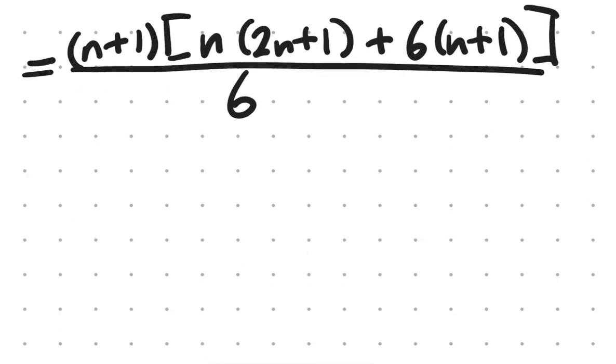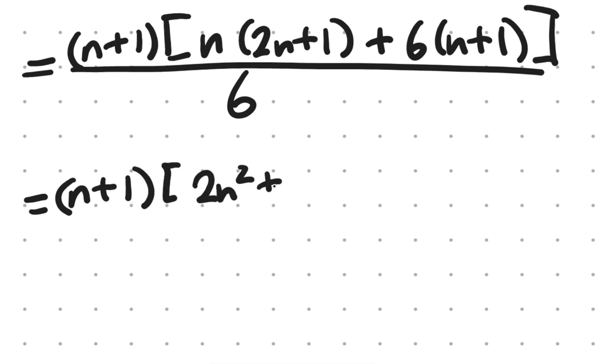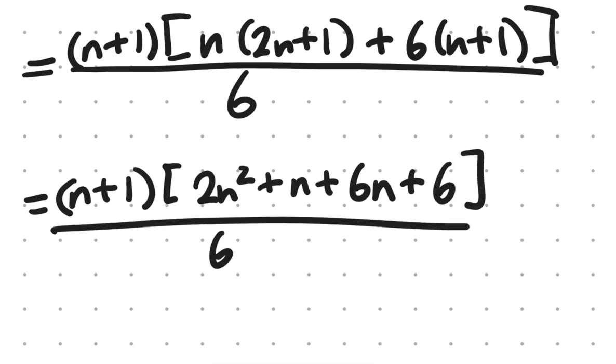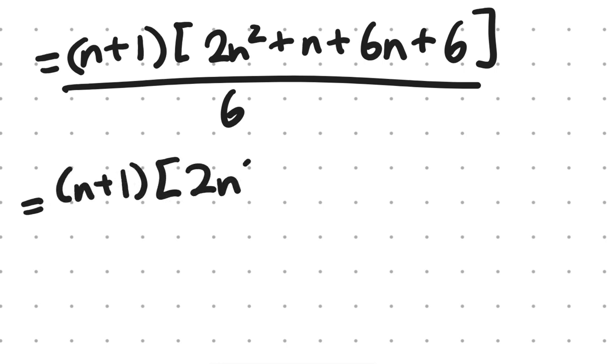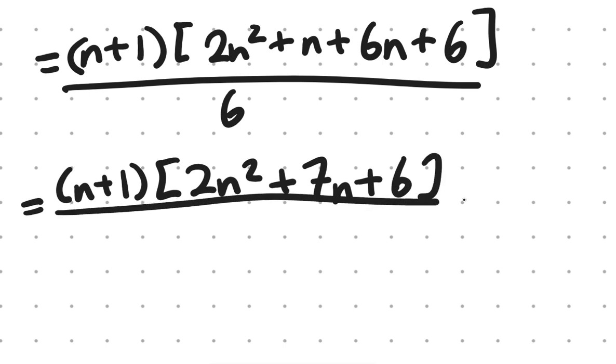divided by 6. Now we can actually calculate the middle part, and we are going to say that we want to have (n plus 1) times (2n squared plus n plus 6n plus 6) divided by 6. This would equal (n plus 1) times (2n squared plus 7n plus 6), all divided by 6.